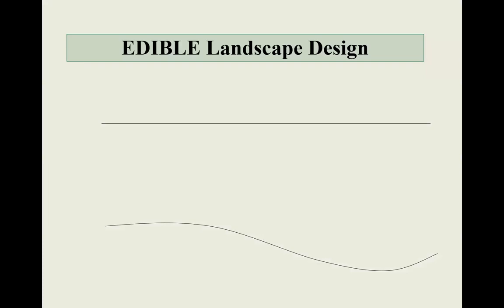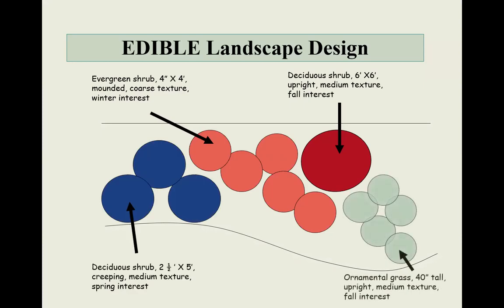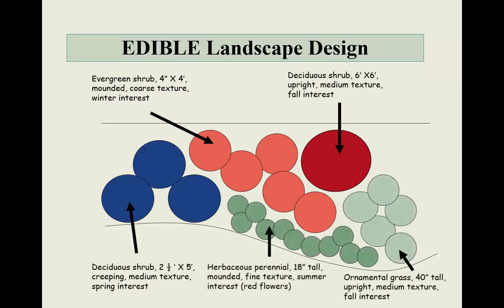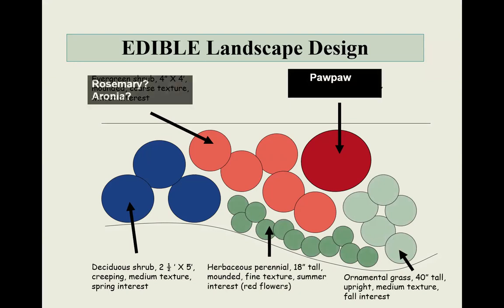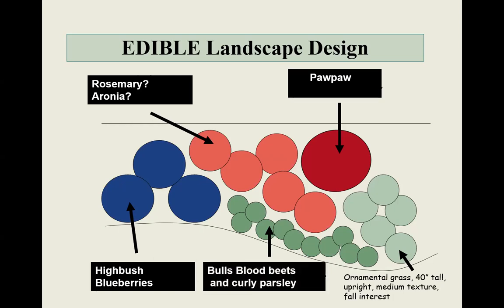Let's say you want to do an edible landscape design, okay? And you have the same exact criteria, okay? What are you going to use? Some of us are into edible landscaping. Use a pawpaw. Add rosemary or aronia as a shrubby mass. How about using highbush blueberries? And I'll come back to that in just a second. As a shrub here, maybe you have a mass of beets. The leaves are amazing. Curly parsley, maybe an ornamental grass, asparagus, but don't ever use fennel. If you let fennel go to seed in your garden, you will have fennel babies forever.